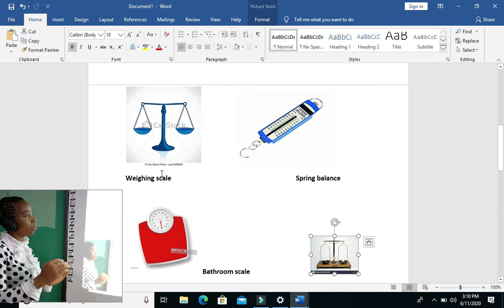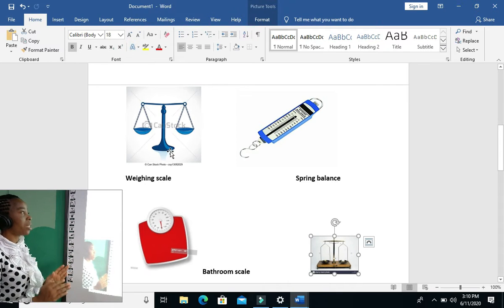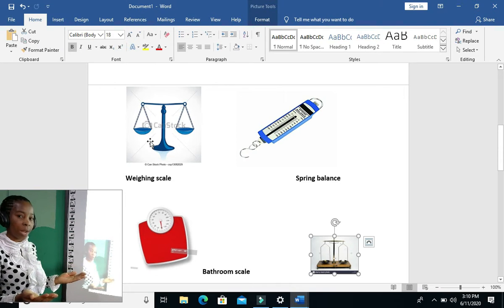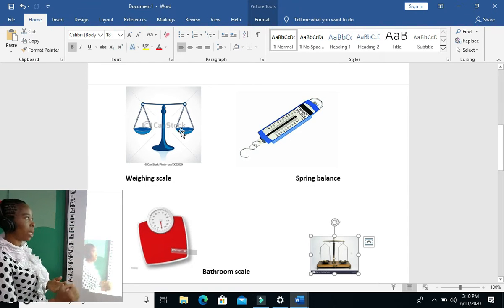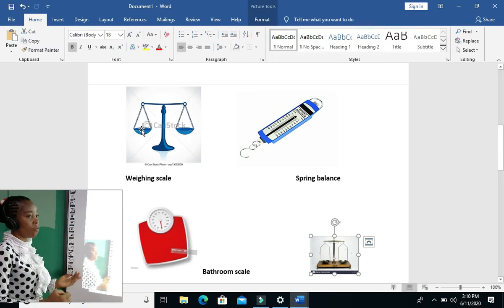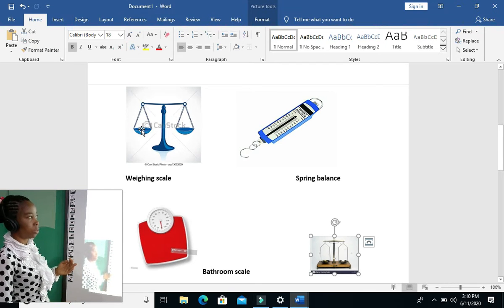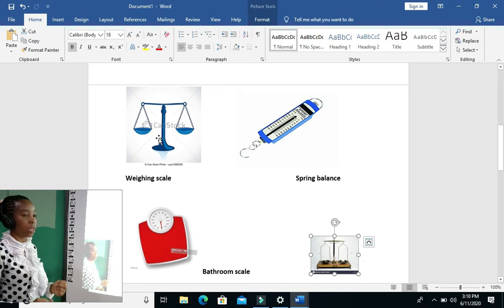So when an object is placed in between, you can say the weighing scale is a balance scale. And it has two bowls right there. You can see it's balanced because nothing is in it. But if something is placed in one and another thing is placed in the second one, the one that is heavier will tilt, it will shift. So that's how to use it, and it could be read.